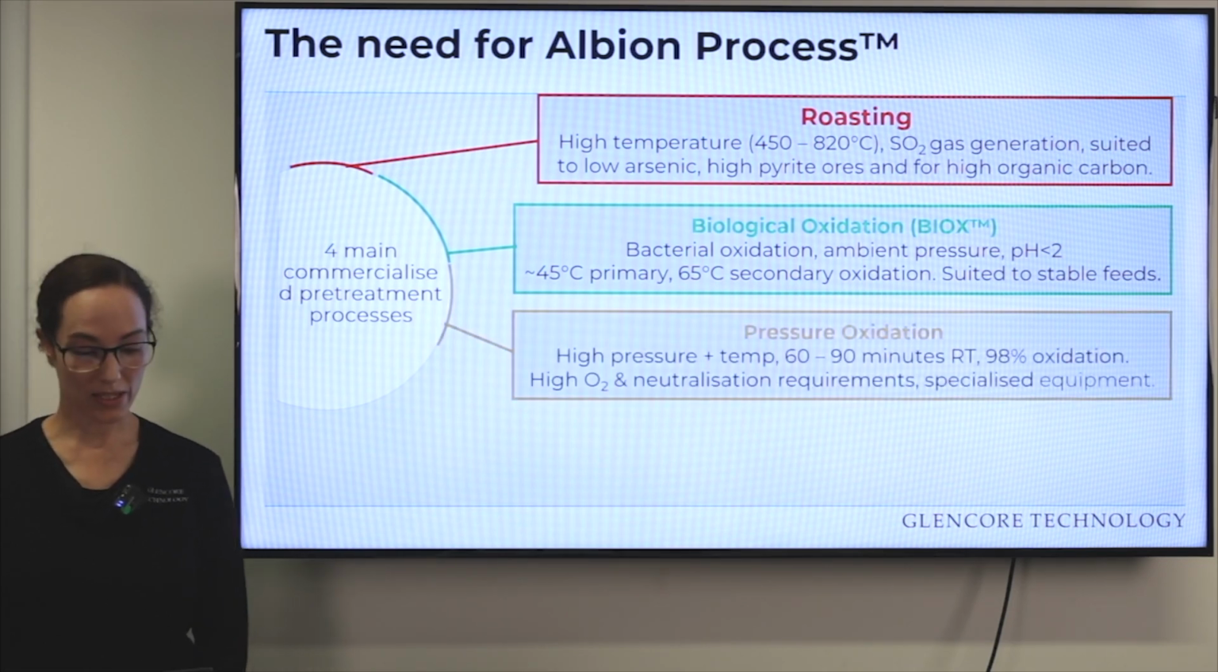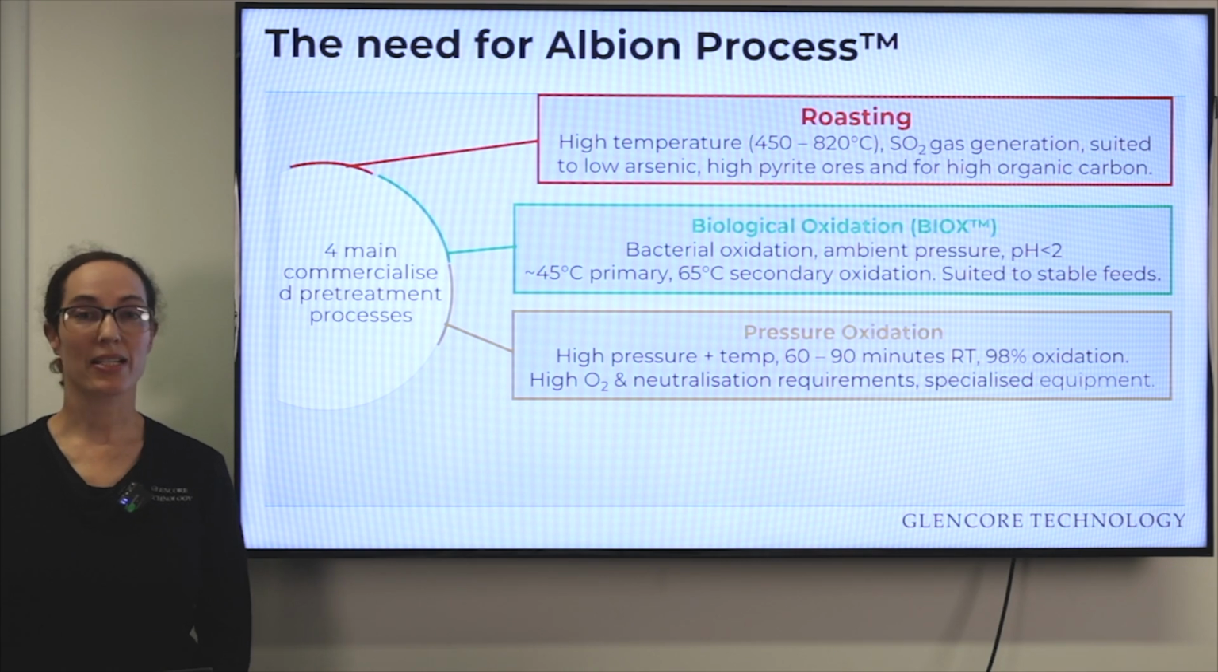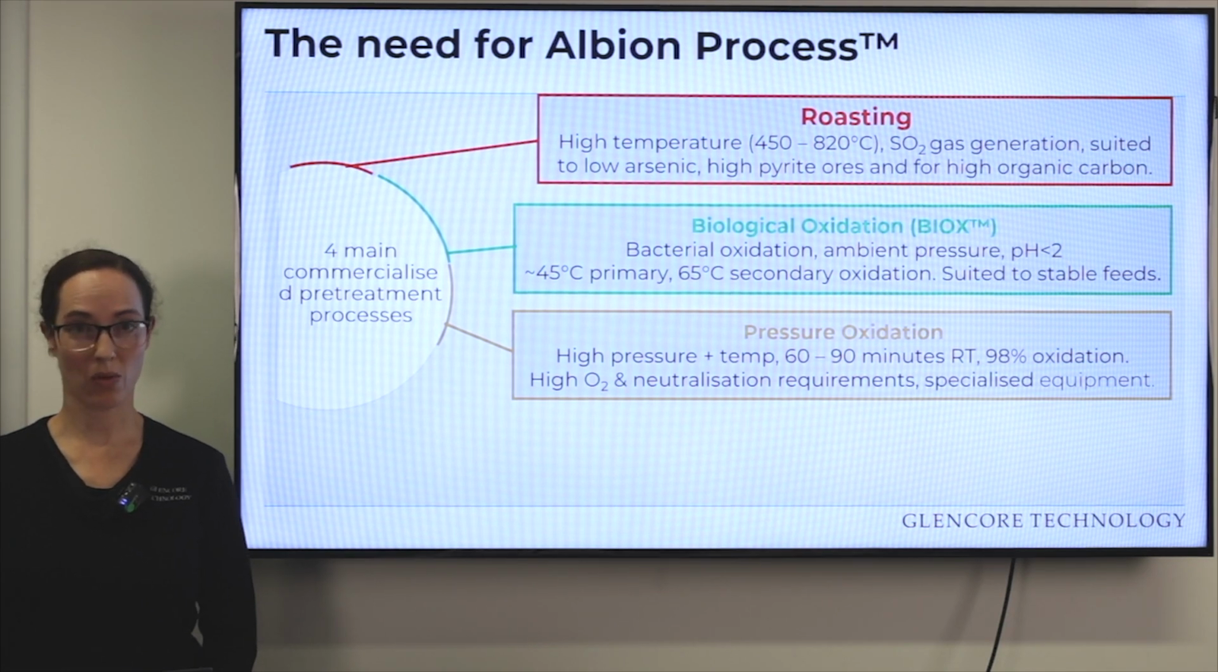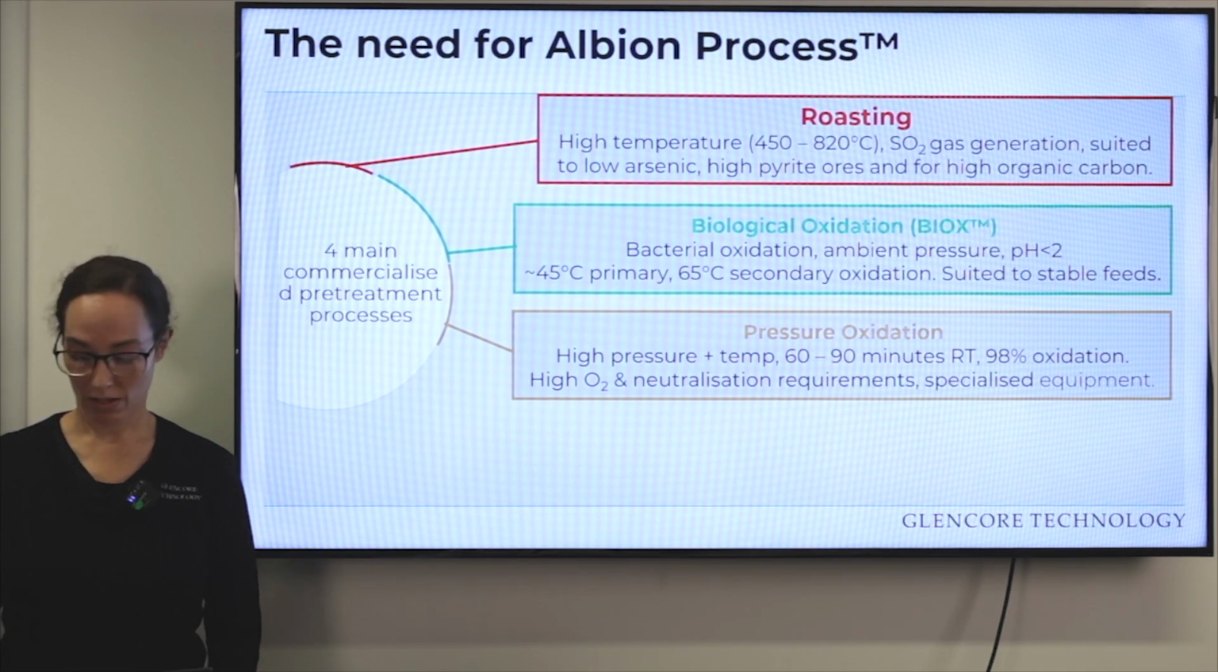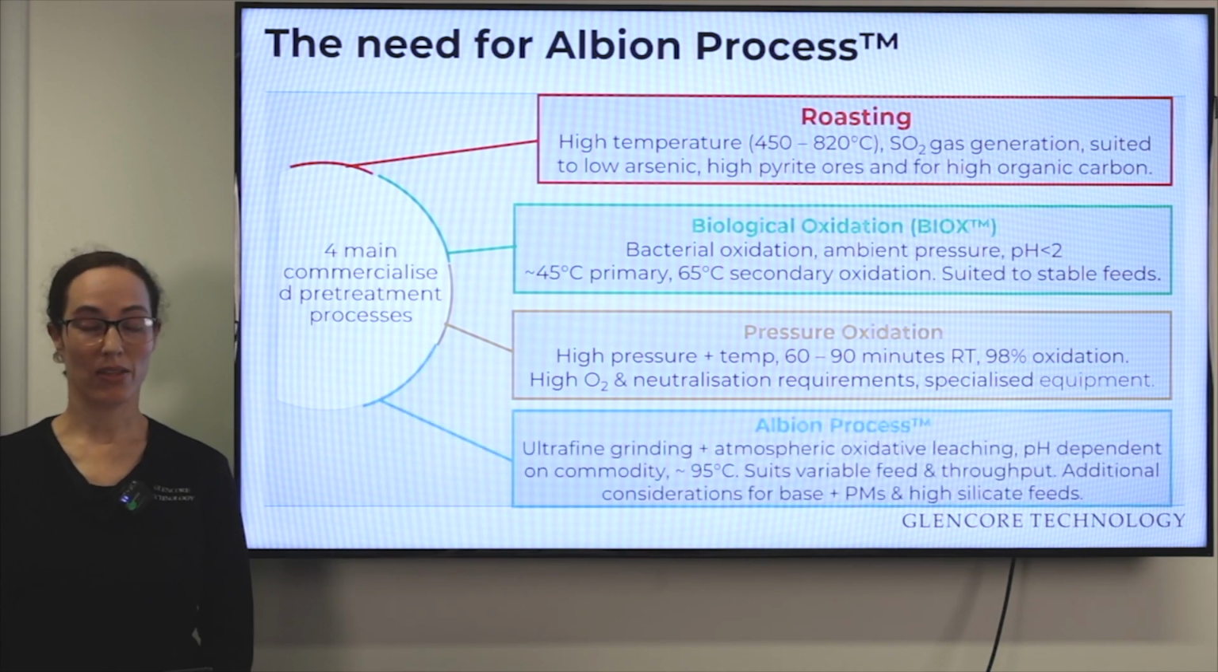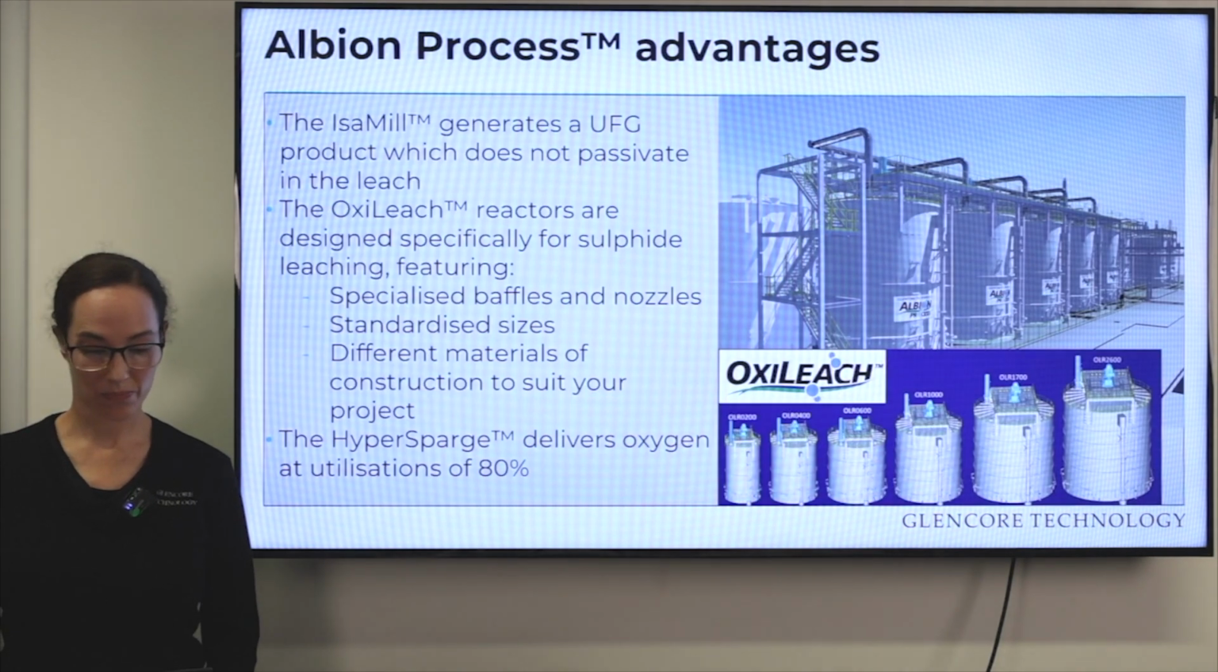Then there is pressure oxidation. As the name implies, it's a high temperature, high pressure process. It does have a short residence time, but the equipment is specialized and the operational requirements are also specialized. Finally, there is the Albion process. The Albion process makes use of ultrafine grinding and atmospheric leaching to convert the sulfides to sulfate. It is suitable for variable feeds and variable throughputs. Let's look at this some more.